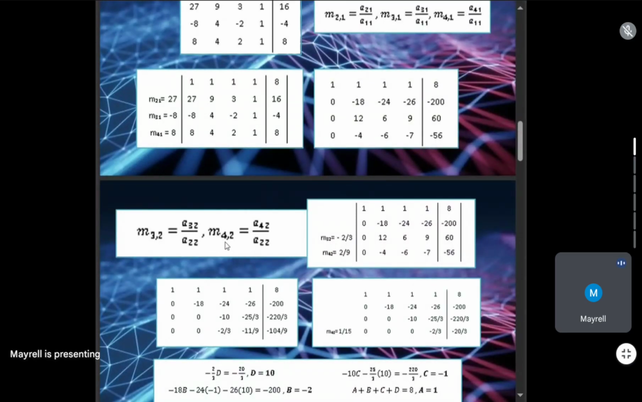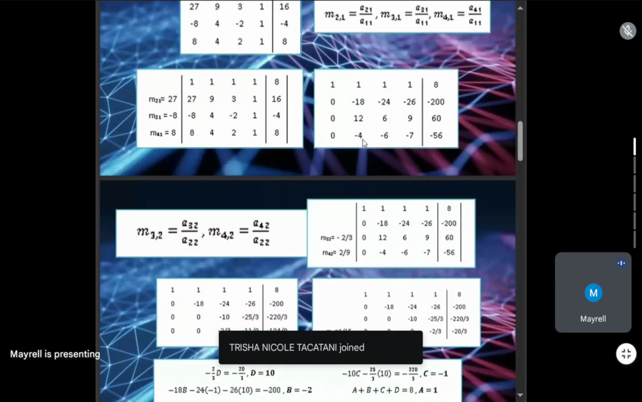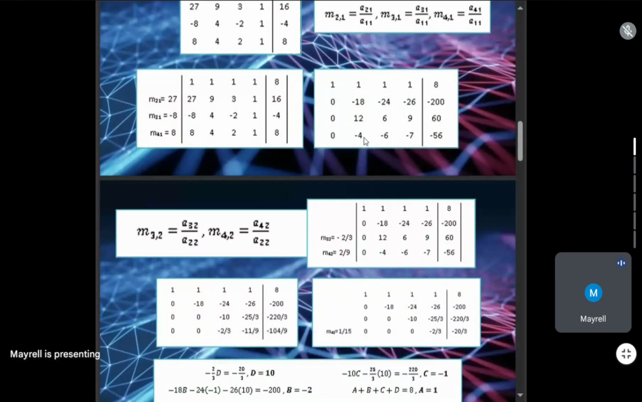So, and then M42 is equals to the element in A42 over A22. So there is at the previous na matrix that is negative 4 over negative 18. So our M here is 2 over 9 for M42. So muna siya itong M na po nga gamiton for this matrix. So we have to eliminate this 2.